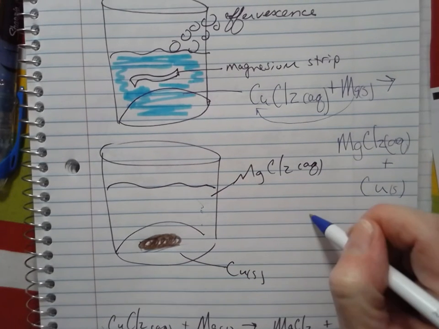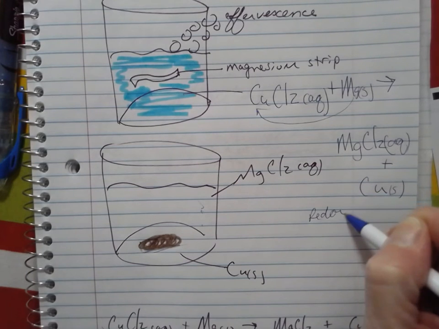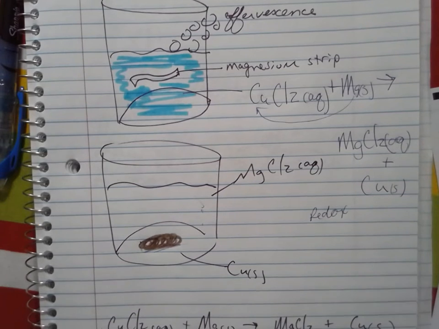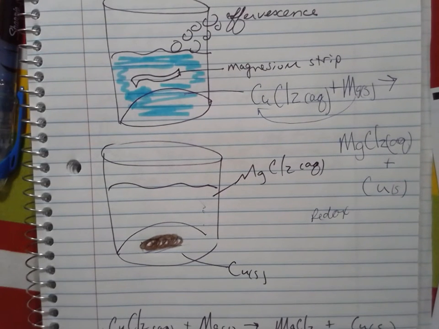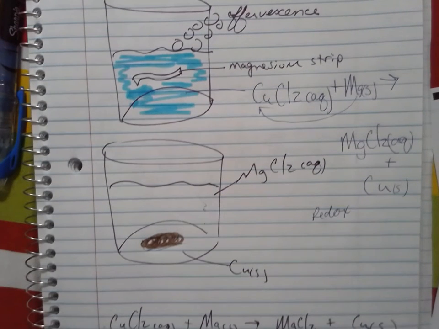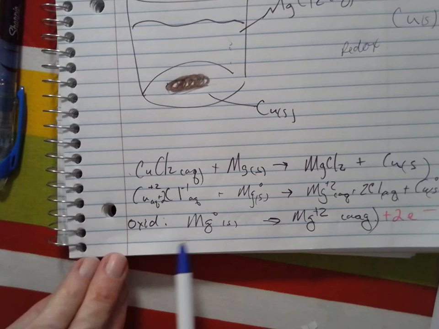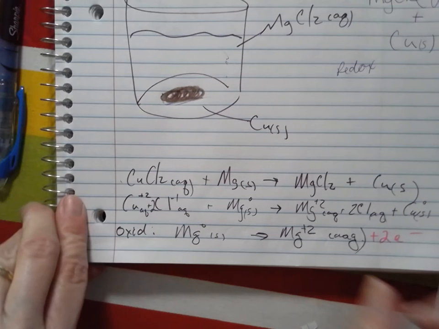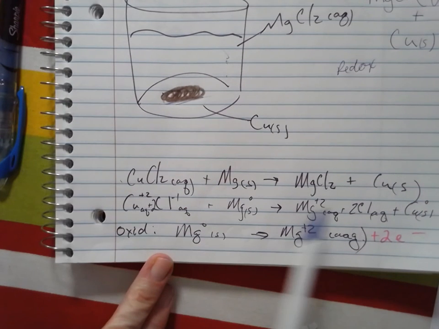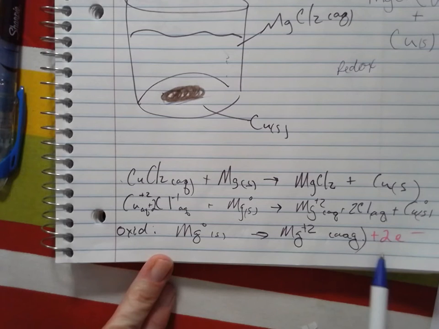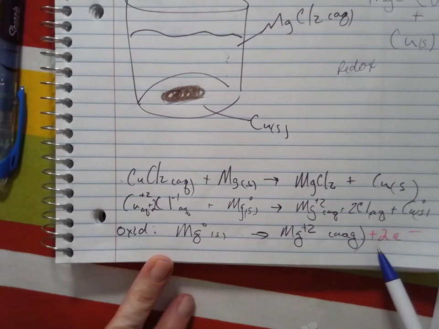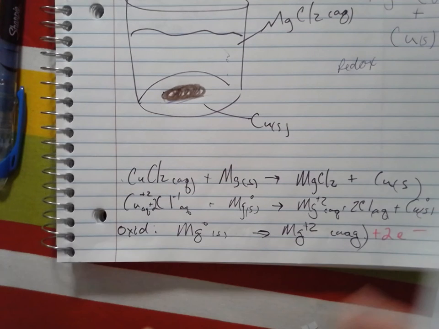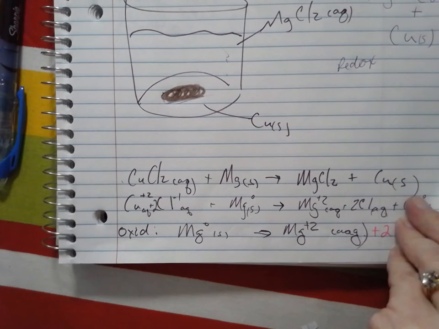Okay, this was also a redox equation. And this is a simple redox equation because all it did, the magnesium went from a 0 to a +2 charge, so it lost 2 electrons. Your copper went from a +2 to a 0 charge. It gained those 2 electrons.